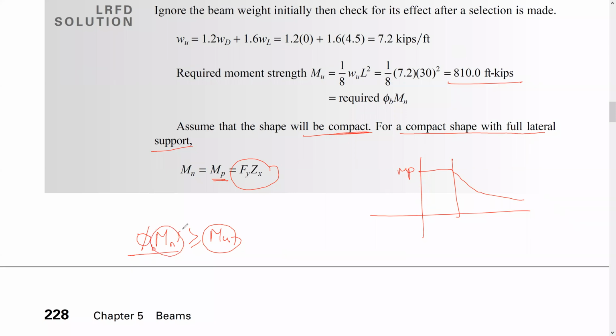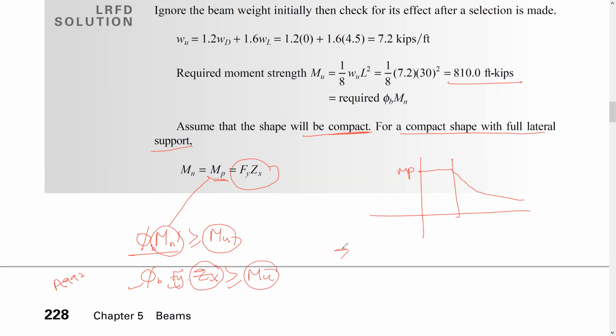Of course, this one here, as I just mentioned, is equal to Fy Zx, and this should be greater than or equal to 810 kips-foot. So right now, this one is okay, it's known for us, since we are dealing with A992 steel. And this one is unknown, and this one is known.